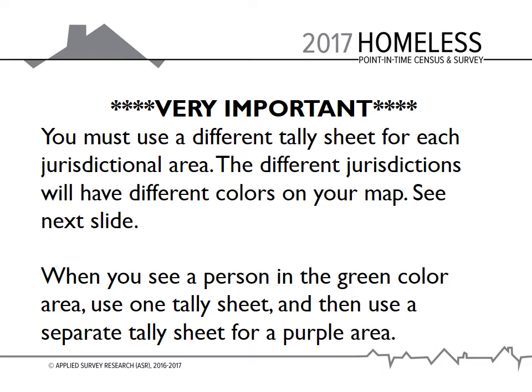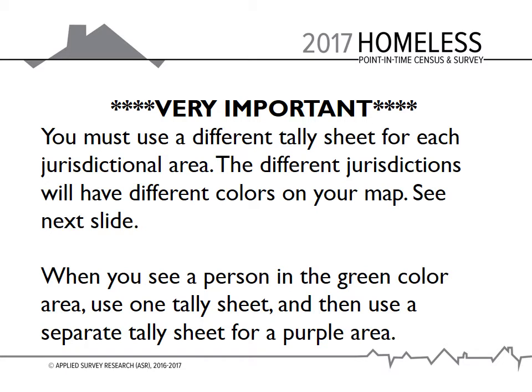This slide is meant to reiterate the importance of paying attention to the different jurisdictions within your map area. Remember, the sample I showed a couple of slides ago isn't necessarily what your map will look like. You might have a map that has all one color, in which case you wouldn't have to worry about the different jurisdictions. However, many of our maps include multiple jurisdictions on one map. So it's important that you pay attention to which tally sheet you're marking when you find an individual on the streets or in a park. A white area represents an unincorporated area, so that also will go on a different color tally sheet.